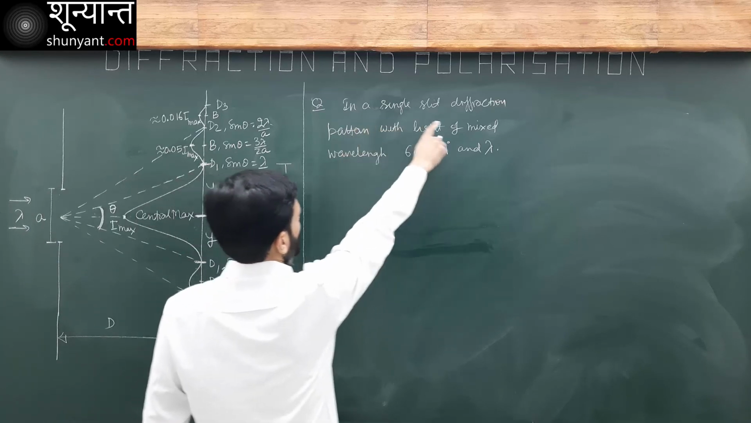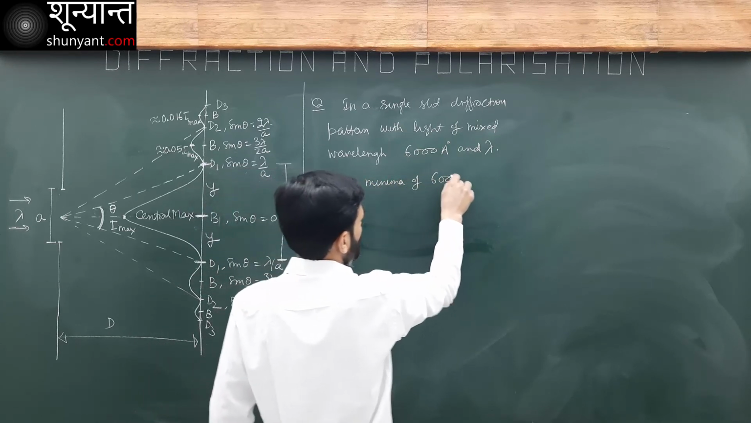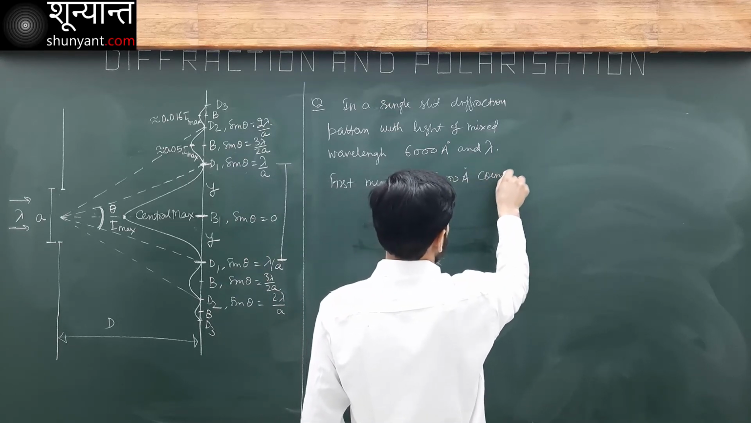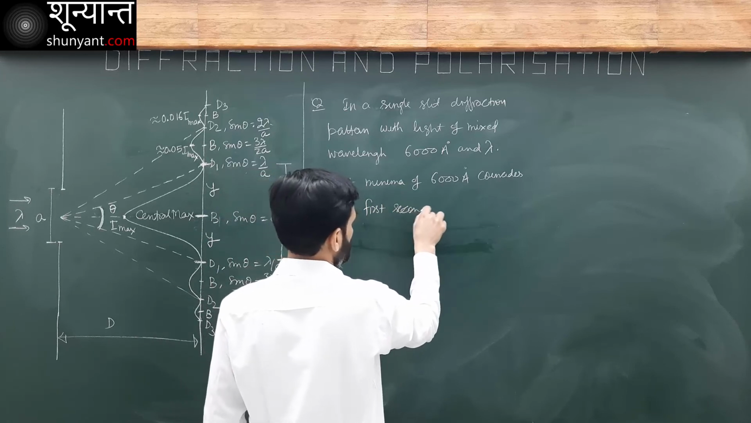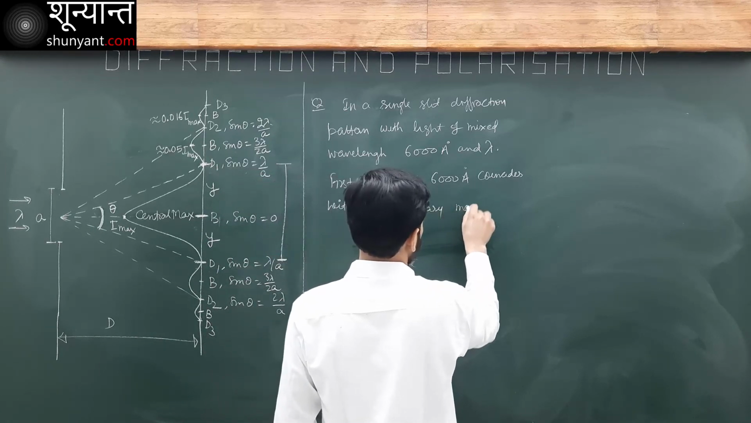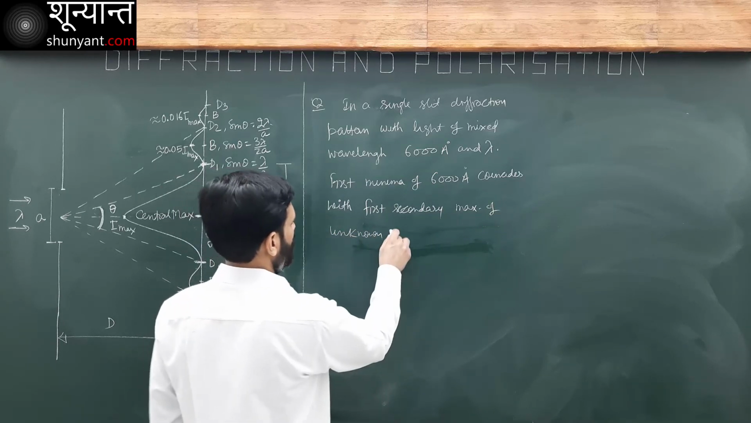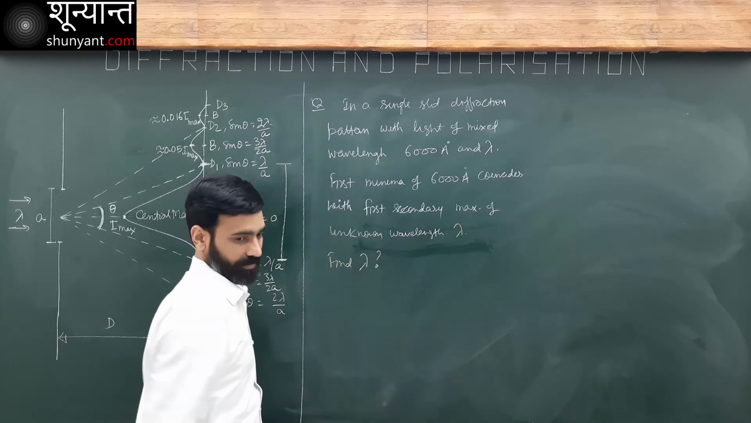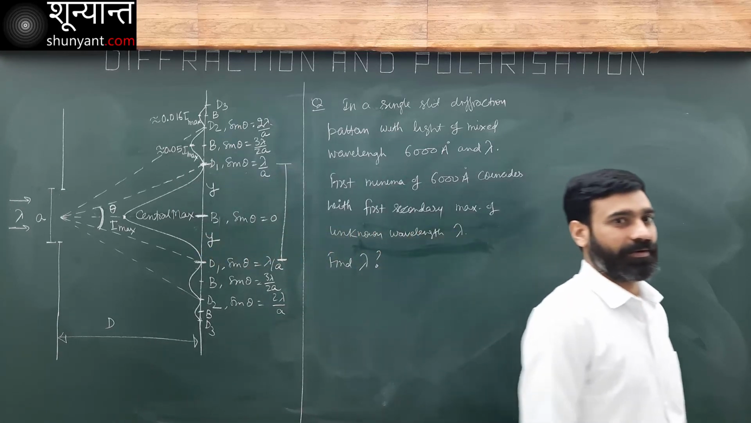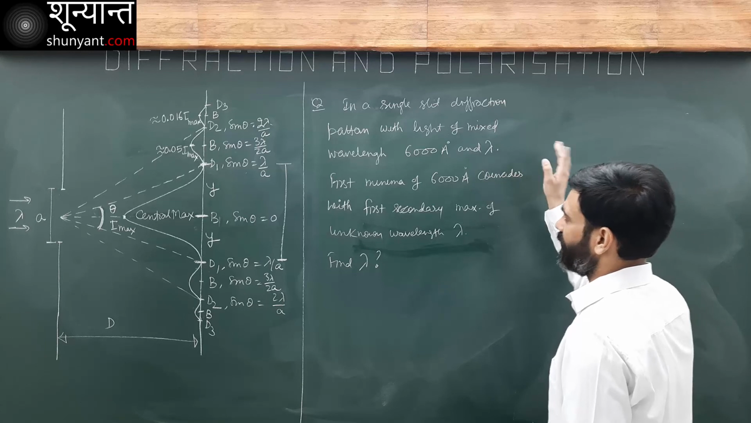Now it is observed in the diffraction pattern that the first minima of 6000 angstrom coincides with the first secondary maxima of unknown wavelength lambda. Find lambda. Should be easy to solve, it should not be difficult. In a single slit diffraction pattern with light of mixed wavelength 6000 angstrom and lambda, everything is given.